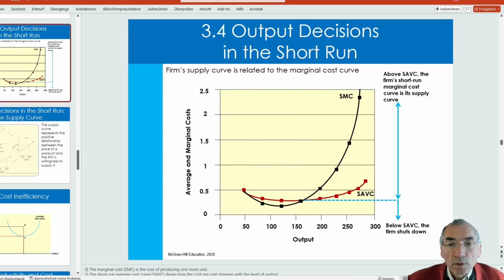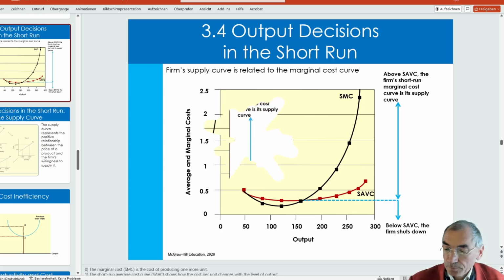We do this by continuing our journey through the book, and we open subchapter 3.4, output decision in the short run. Here you can see this figure that describes again the relation between marginal cost and average cost. And I'd like us to have a closer look at this.